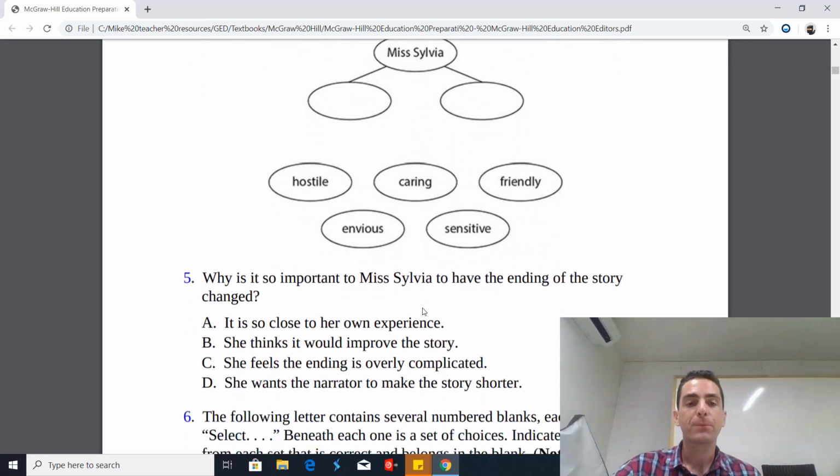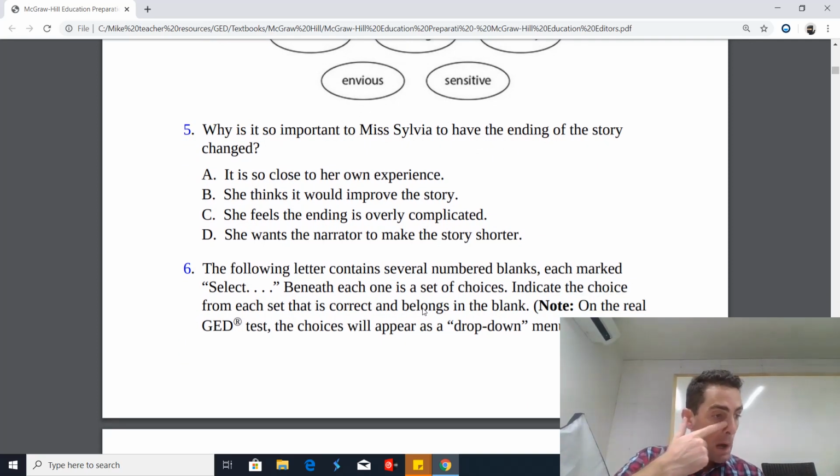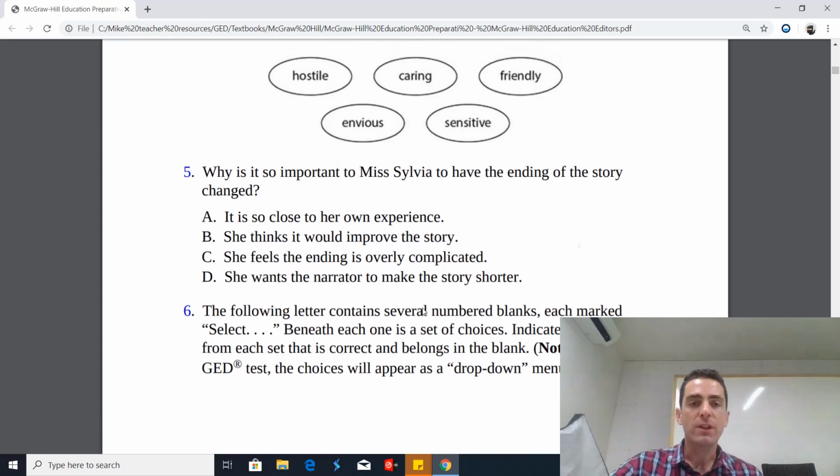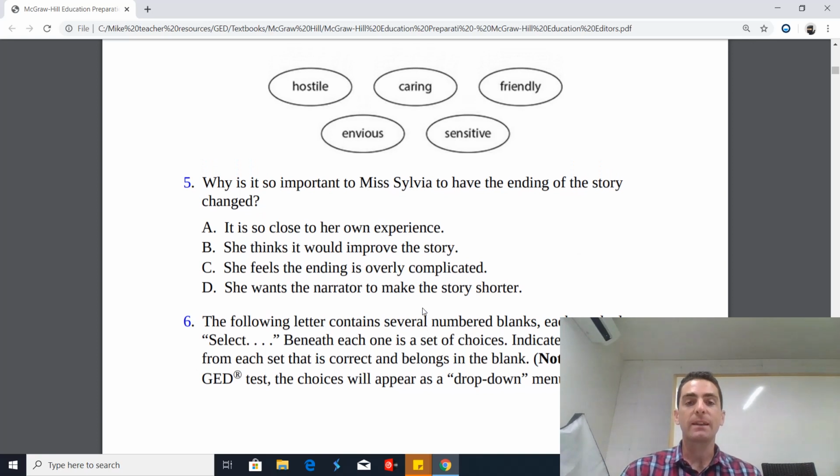Moving on. 5. Why is it so important to Miss Sylvia to have the ending of the story changed? A, it's so close to her own experience. B, she thinks it would improve the story. C, she feels the ending is overly complicated. D, she wants the narrator to make the story shorter. So D, definitely not. It's not about length. It's about her emotional reaction to this failed love story.